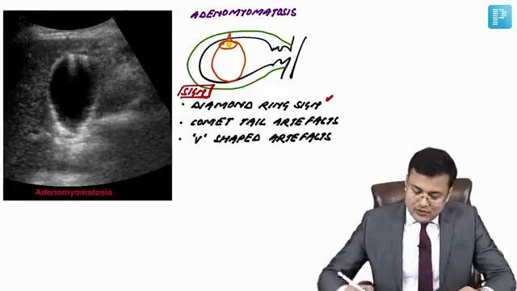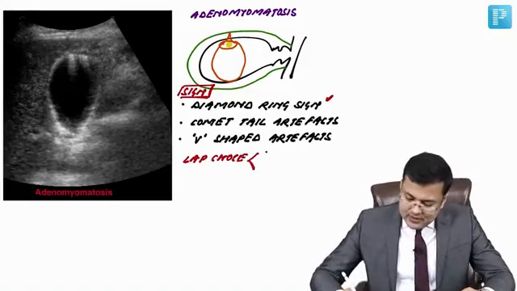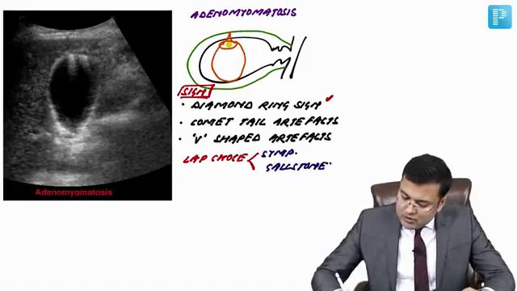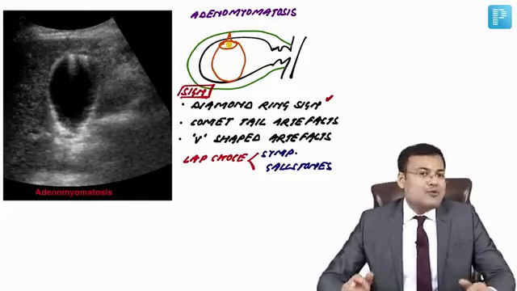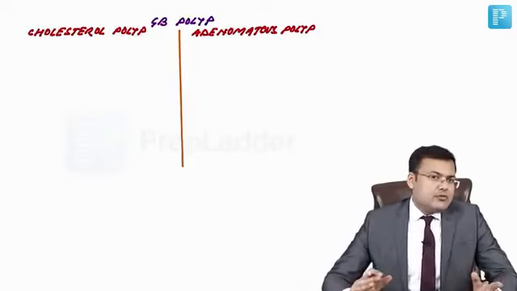So here, what we do? We perform lap cholecystectomy in patients who are having symptomatic gallstones. So for symptomatic gallstones, we perform lap cholecystectomy. Now we are going to discuss gallbladder polyp. It is of two types, cholesterol polyp and adenomatous polyp.